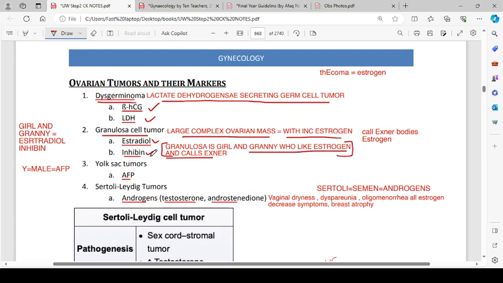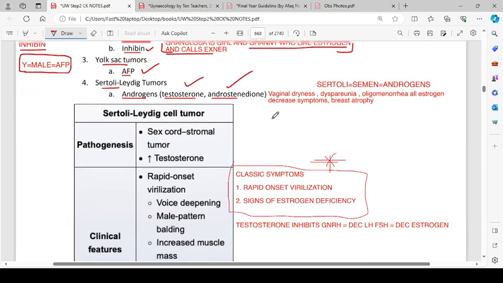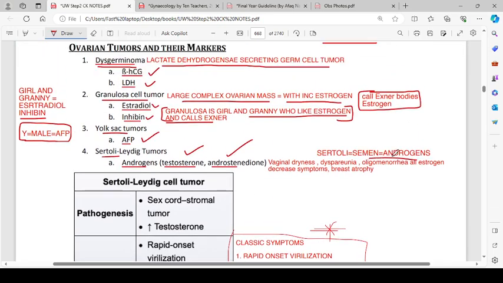So estradiol and inhibin will be elevated. Then yolk sac tumor, alpha fetoprotein, Sertoli-Leydig tumor, androgen, testosterone, and androstenedione. So thecoma, estrogen, thecoma, E is for estrogen. Call-Exner bodies, estrogen. So girl and granny, estradiol, inhibin. Y male, alpha fetoprotein. Yolk sac, alpha fetoprotein, male something. Then Sertoli-Leydig, Sertoli semen, androgens.